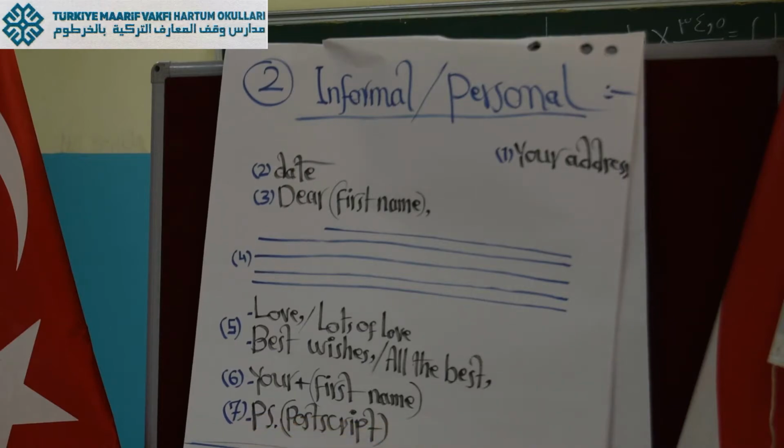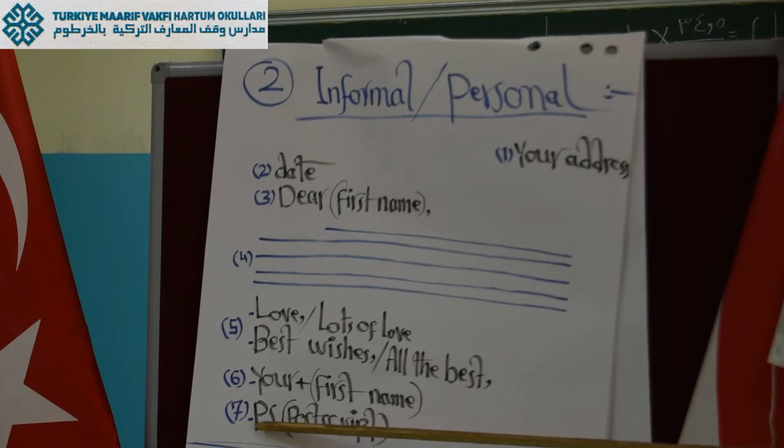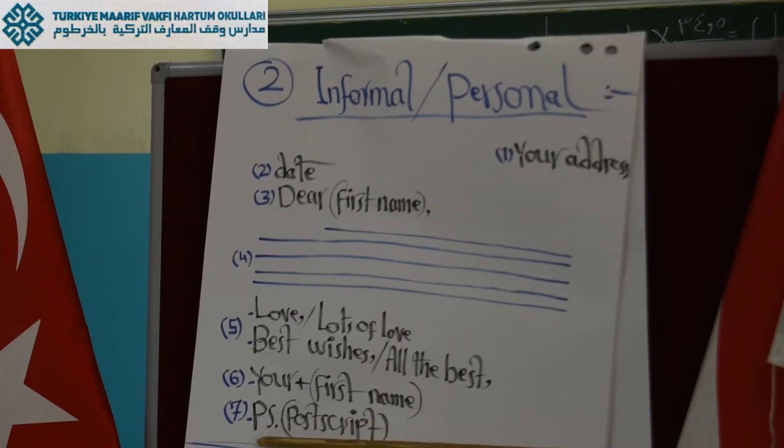And number 7 is the postscript, which is the modern, or I would call it the new method of sending informal or personal letters. Sometimes you might finish the body, but you forget a very important piece of information. So just when you sign, just below your signature, you write PS.